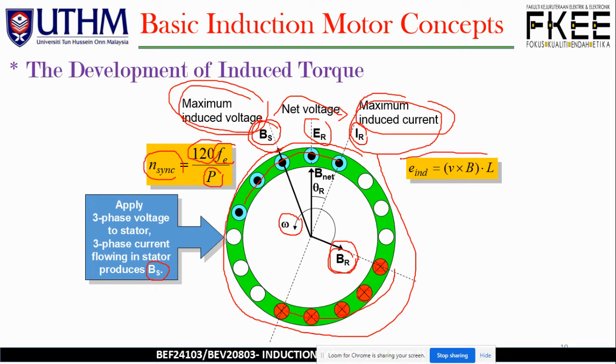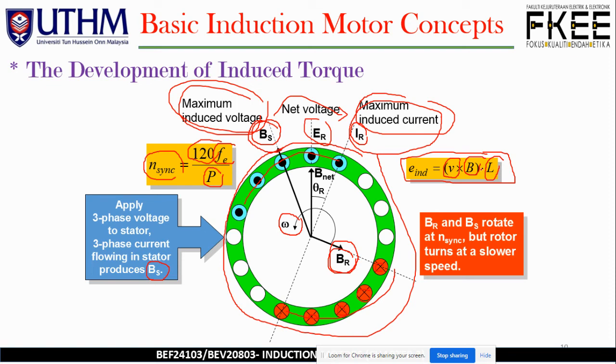So back to E induced, or induced voltage, over here, V times B dot L, where, if you can recall, in chapter number 1 we have covered this equation, whereby V is the velocity of the magnetic field, B is the density of the magnetic field, and L is the length of the conductor in the magnetic field. Now, since BR and BS have been induced and rotate at n-sync, the synchronous speed, but the rotor turns at a slower speed.